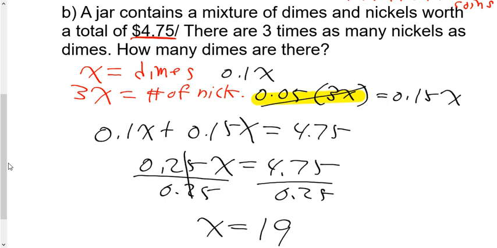How many dimes are there? 19. Oh, it doesn't ask for how many nickels there are. Okay, if it did, how many nickels would there be? There'd be 19 times 3, which is 57. There'd be 57 nickels and 19 dimes.